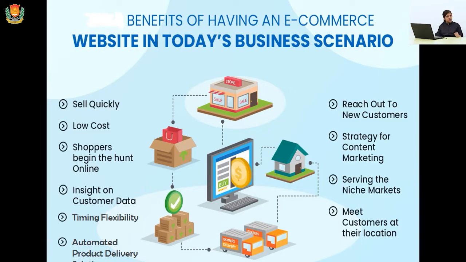Automated product delivery solution. There is no human intervention which is being required. The customer directly places the order. Those orders are automatically sent to the distributors or to the sellers, and finally to the logistics people, so that they can deliver the product well in time. So the complete process can be automated using information technology.